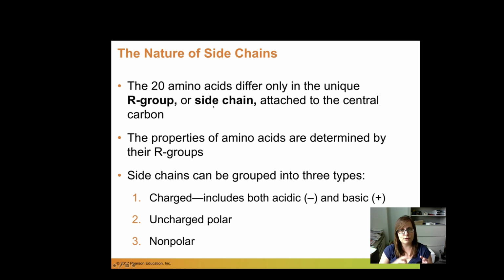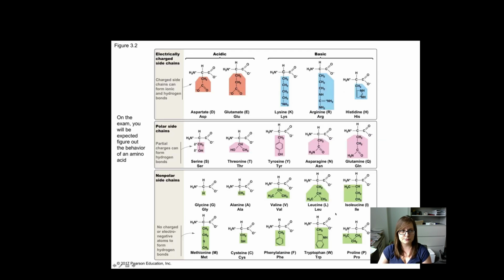So we have an amino group, central carbon, carboxyl group. Only that side chain is different between all the monomers of amino acids, and the properties of amino acids can be determined by their R groups. Side chains can be grouped into electrically charged, either acidic or basic. The acidic are negatively charged and the basic are positively charged. Or uncharged, and polar or nonpolar. So these are the three ways to group amino acid R groups, and we're going to talk about how to recognize those.